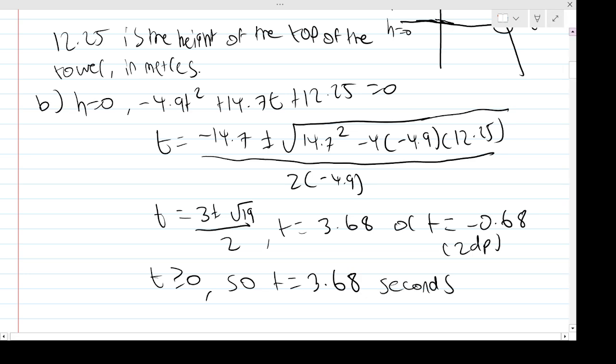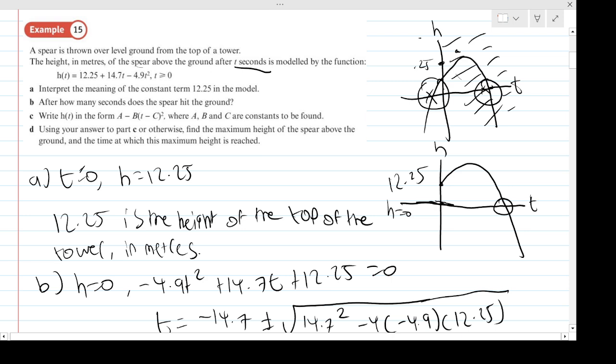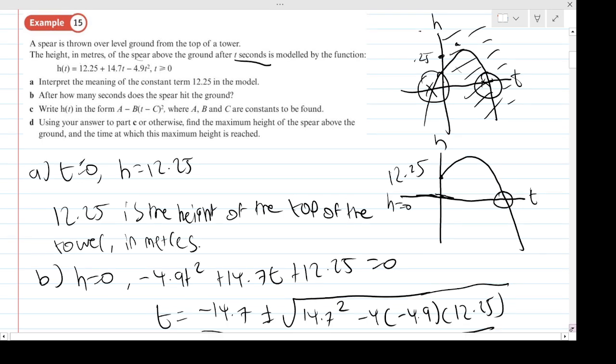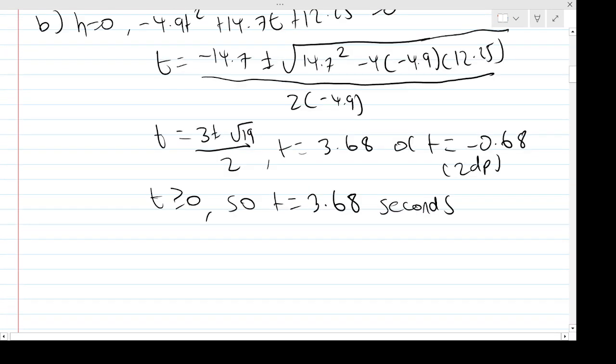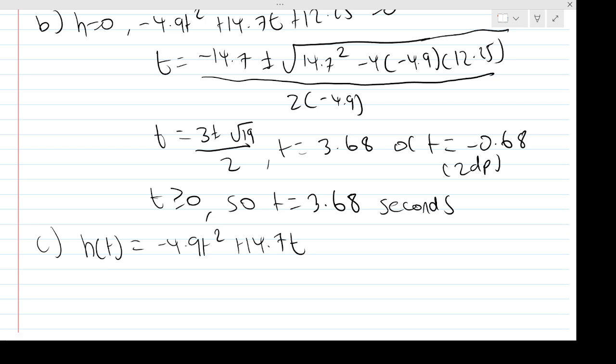Cool. Okay, then part C says write h of t in this form here. Hopefully you recognise this is completed square form, because we have a bracket of t, some number, all squared. So it's complete the square. Okay, so let's copy our function. So it says h of t is equal to minus 4.9t squared add 14.7t add 12.25. So we need to complete the square in this.